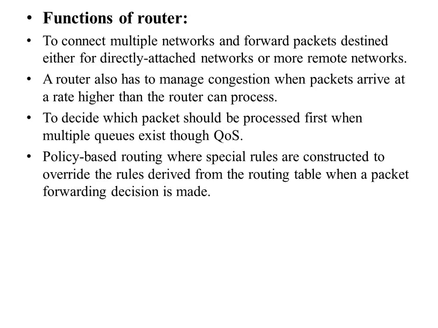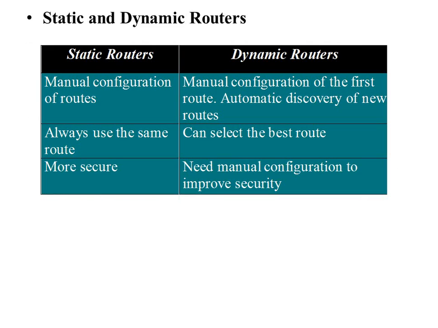Then policy based routing is another function of the router, where you require special rules that are constructed to override the rules derived from the routing table when the packet forwarding decision has to be made. So whenever you have to decide, this policy based routing will decide to whom you should send the packet.